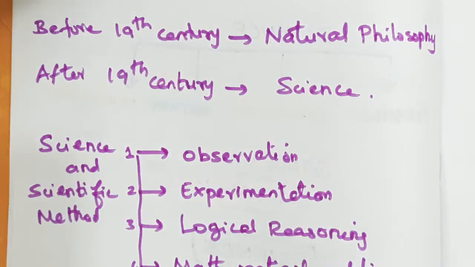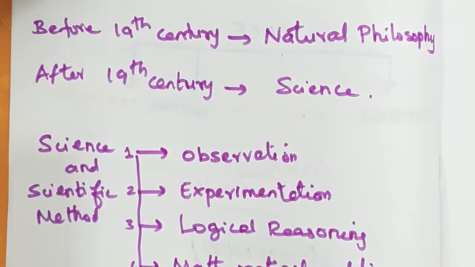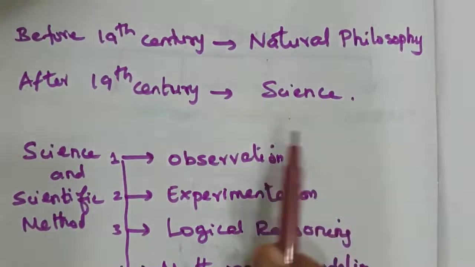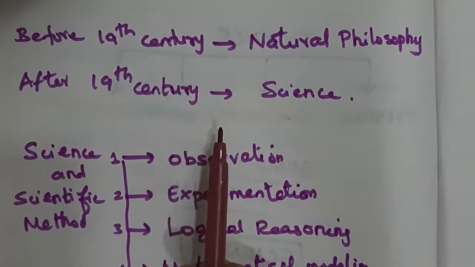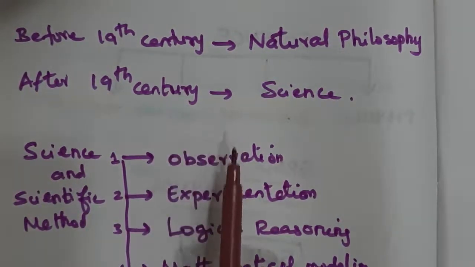Before 19th century, the word science was not known. The subject science was called natural philosophy. Natural philosophy was the earlier name given to the science. Okay. Then in the 19th century, the word science came into practice.